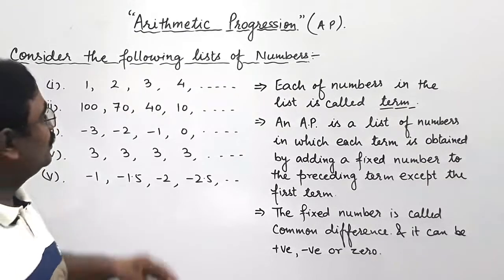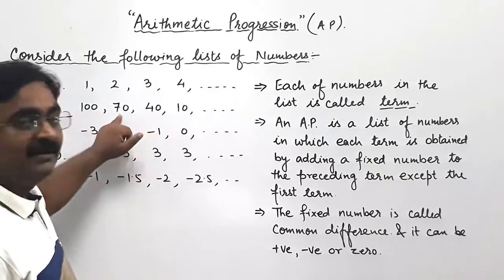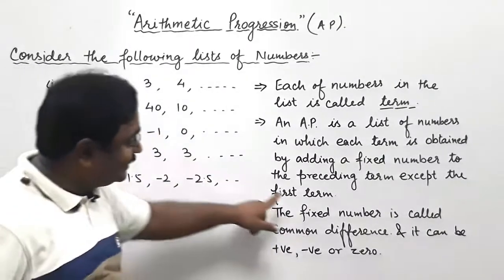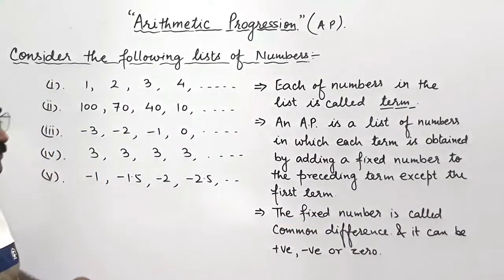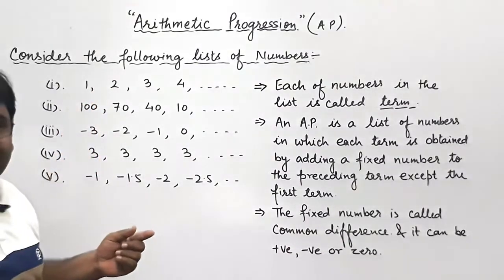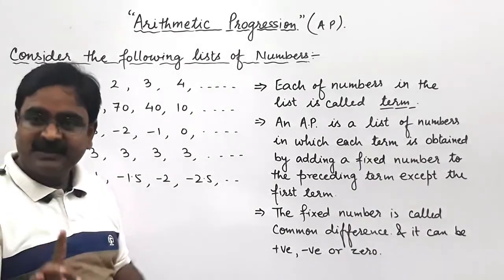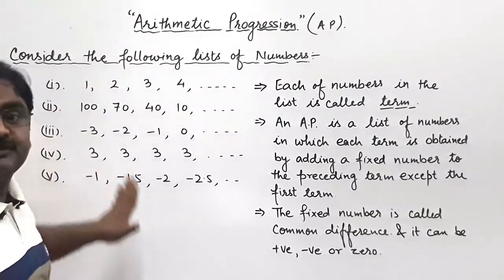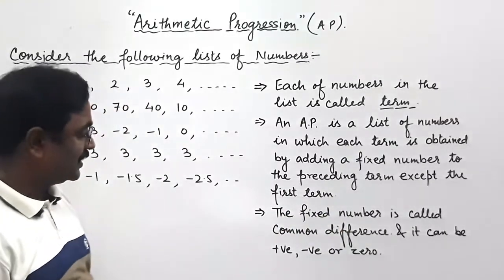And why? Because every next number came from adding or subtracting a fixed number. At the end it is given, except the first number, meaning the first number is not following this. There is no zeroth number; it always starts with the first. Keep it in mind, the first term is not following this rule. That's why it is written, except the first term.